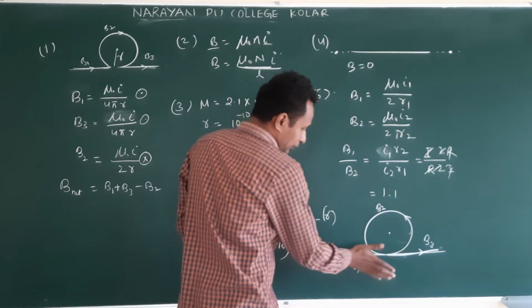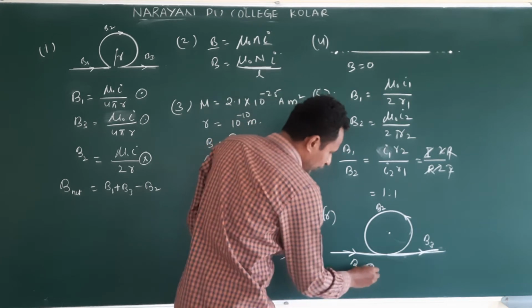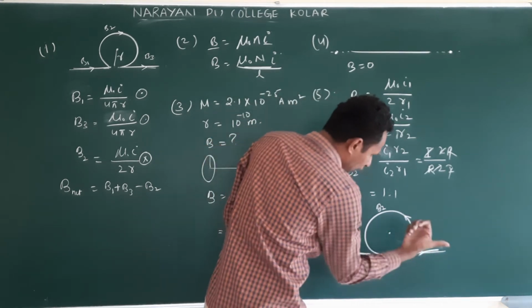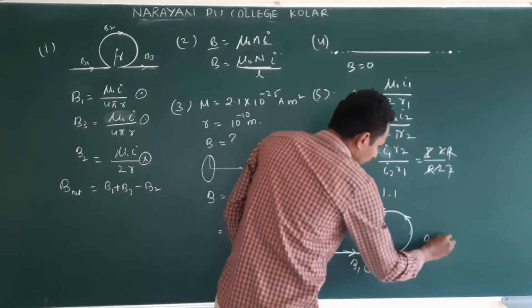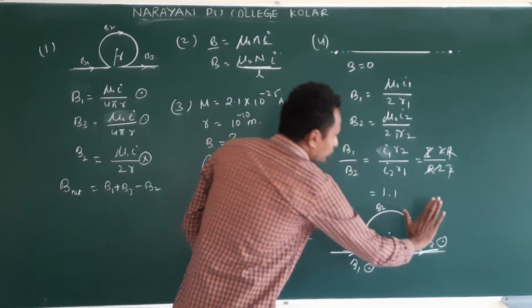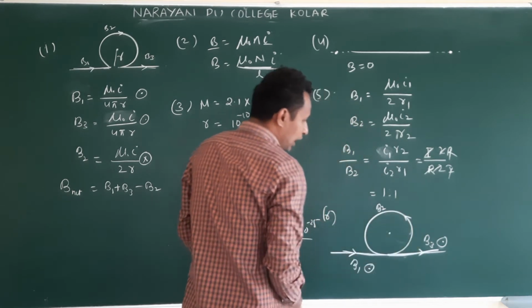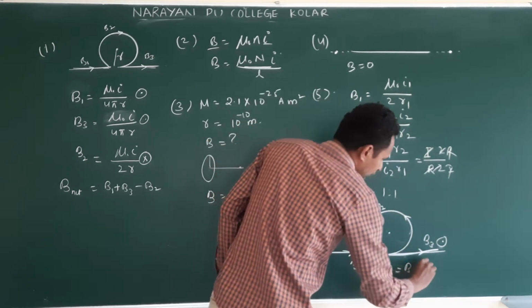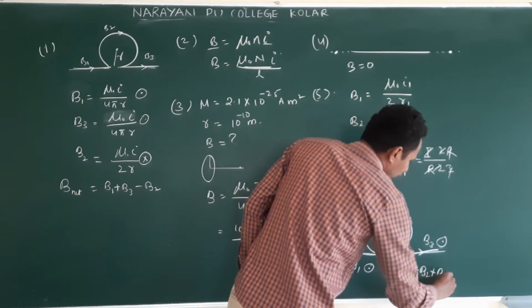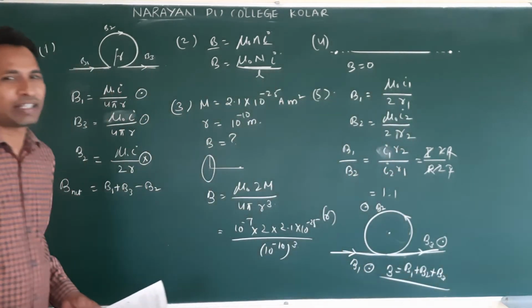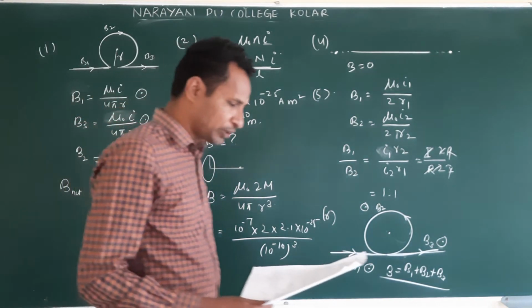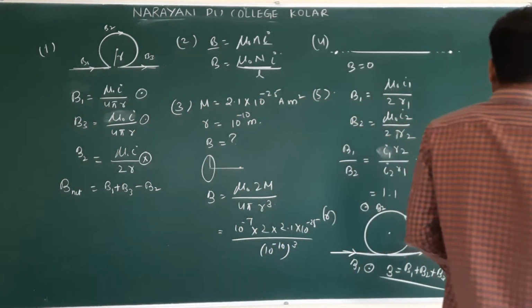Decide the directions. B1 is coming out, B3 is also coming out, and B2 is given as coming out. All are coming out, so you add. B is equal to B1 plus B2 plus B3. All are in the same direction. Formulas are the first question formulas. Clear? So option 3 is correct. Next, 7.